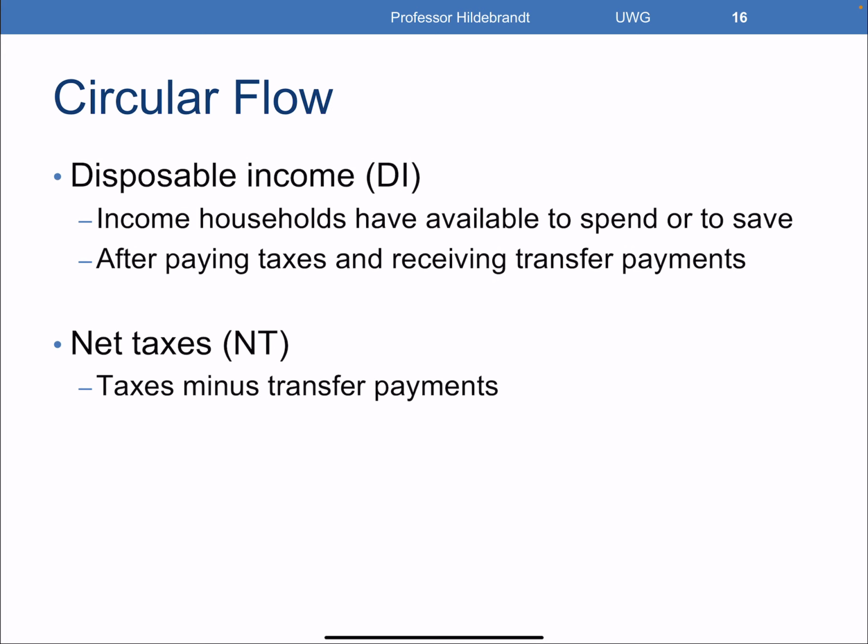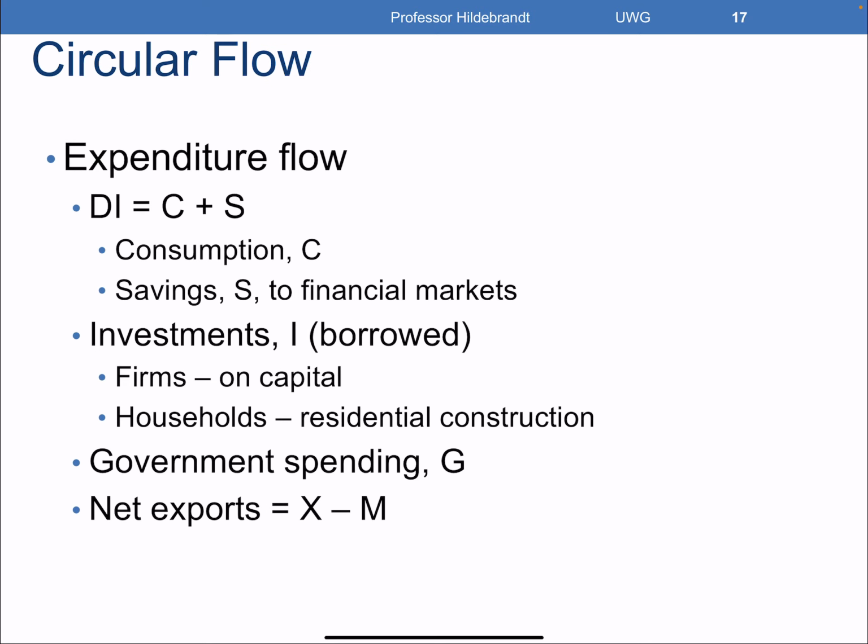All right, so let's continue on. Oh, sorry. So again, disposable income then for our households will be the income they have to either spend or save. And so we'll get to that in the second half of the flow. And this is after they've paid their taxes and then received any transfer payments. So some households will do both. They're going to both pay taxes and they're going to receive transfer payments. Okay. And again, we've already talked about net taxes.